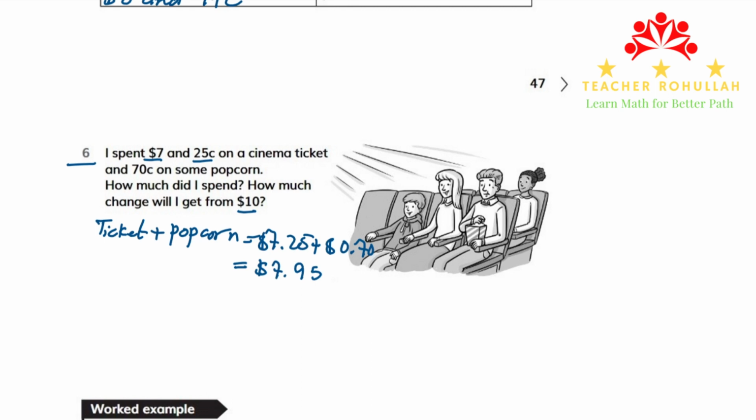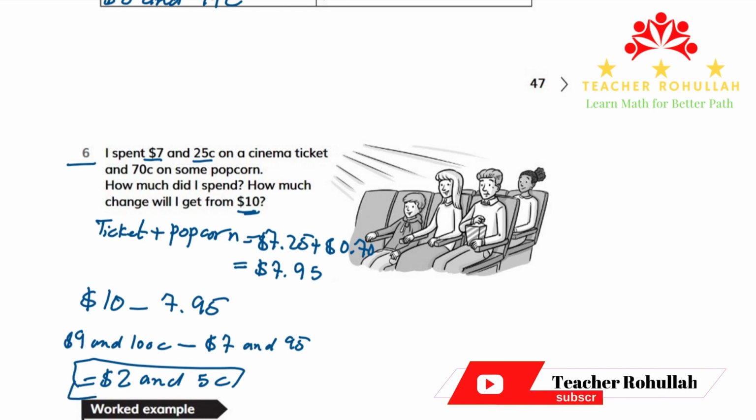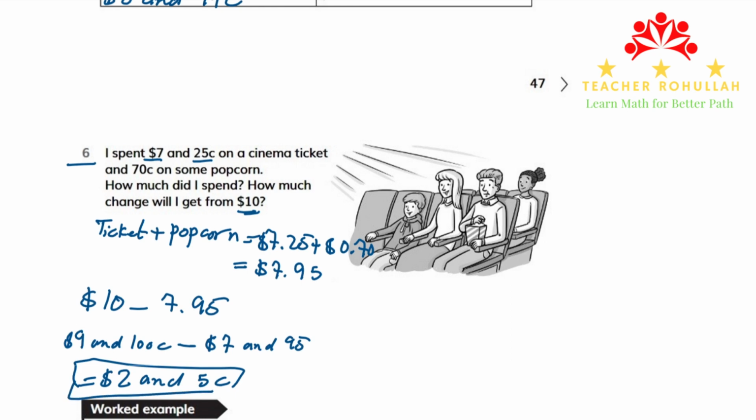Now it is asking how much change I got when I gave $10. To find it out, we have to subtract $7.95 from $10. So $10 minus $7.95. We can write $10 as $9 and 100 cents. And the other side we can write minus $7 and 95 cents. Now $9 minus $7 will be equal to $2. And 100 cents minus 95 cents will be equal to 5 cents. It means the change he got back is $2.05.